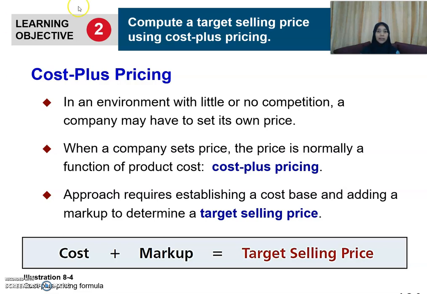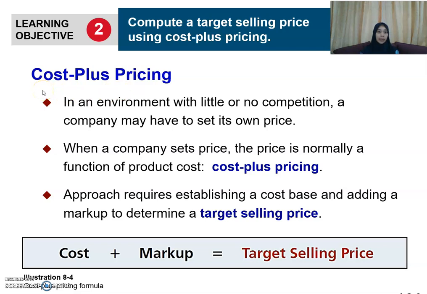So the first one that we have looked into just now is target costing. Now let's look at computation of a target selling price using cost plus pricing. So there are various methods on how to determine the price. The first method that we have looked into is target costing. The second one is cost plus pricing.